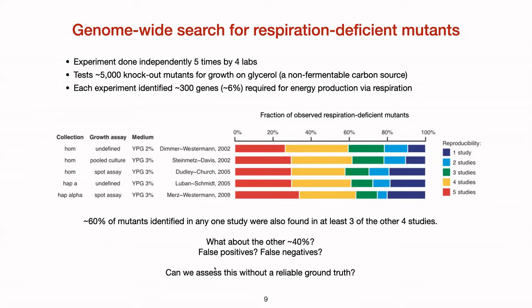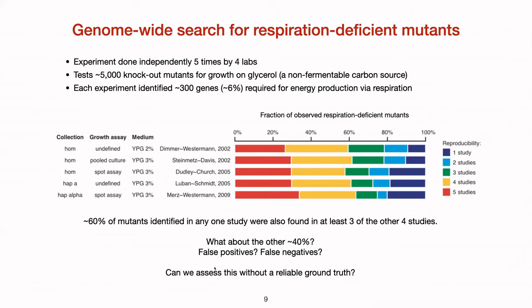We were hoping that by screening knockout mutants on a non-fermentable carbon source, we would finally have a definite list of respiration deficient mutants. There's no other way to detect it. So it turns out it's not as easy and we don't have a ground truth. So how do we answer that question?